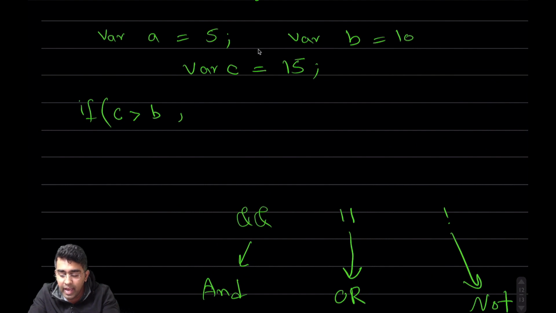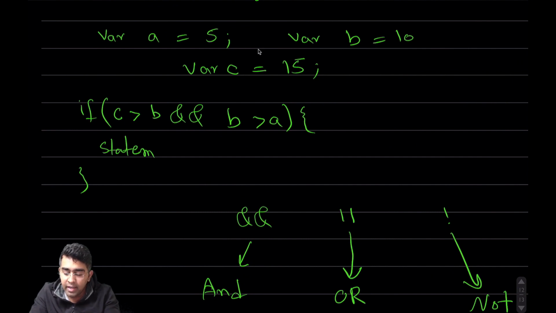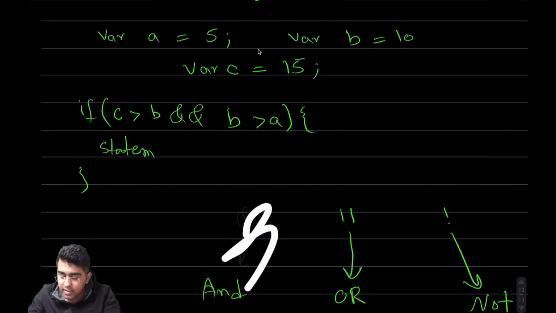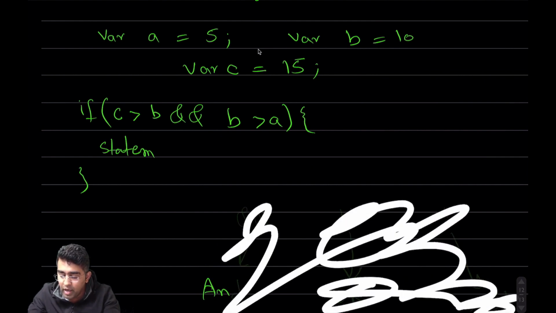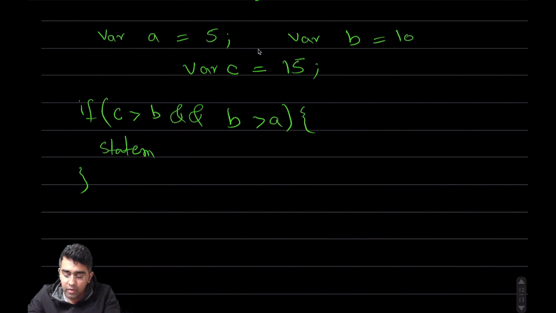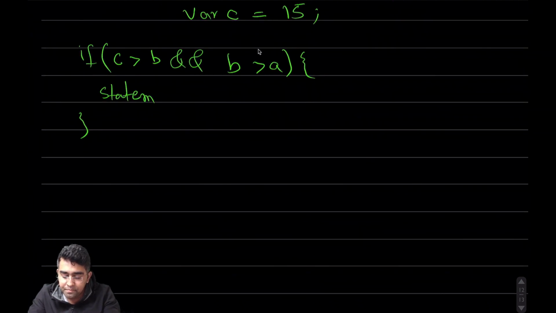So I'll say and B is greater than A. And then we add a code block here and then we write our statement. Okay, so this is multiple conditions available in an if block. Let me just remove this, we know about this as well. So what is going to happen now? So let's say statement, okay?